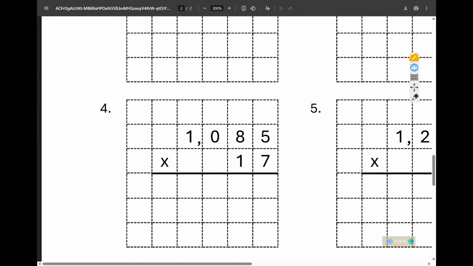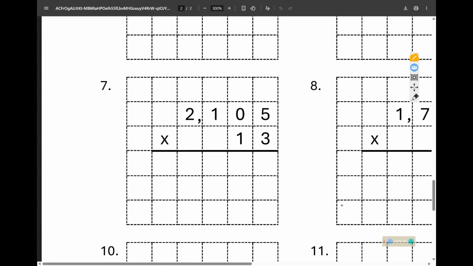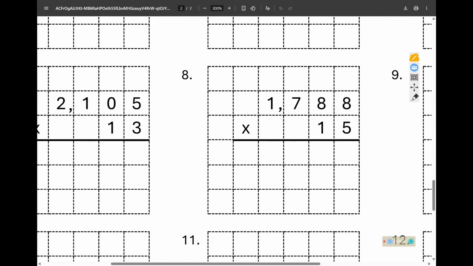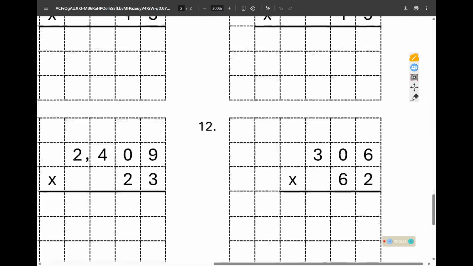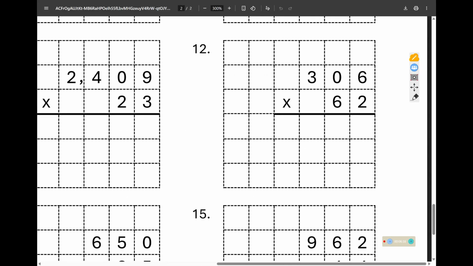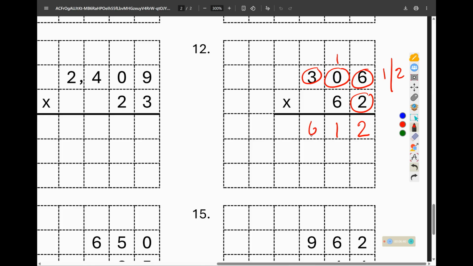Okay, let's find, I don't want to work any ones because there's not a whole lot to multiply with 1. Let's look at number 12. 2 times 6 is 12. The 2 goes on the right, the 1 goes on the left. 2 times 0 is 0, plus 1 is 1. 2 times 3 is 6.